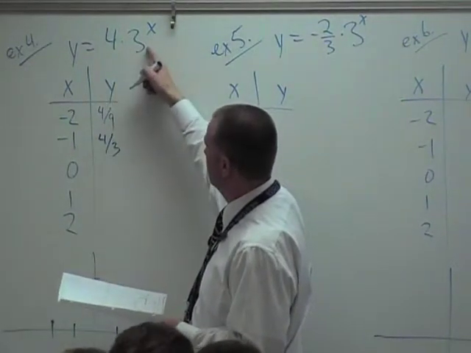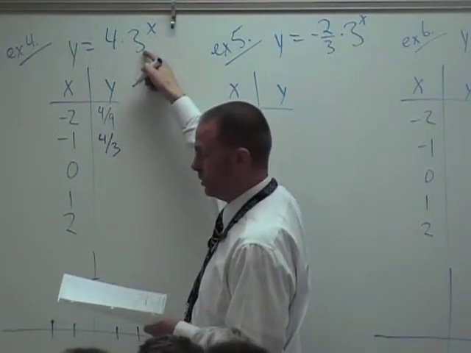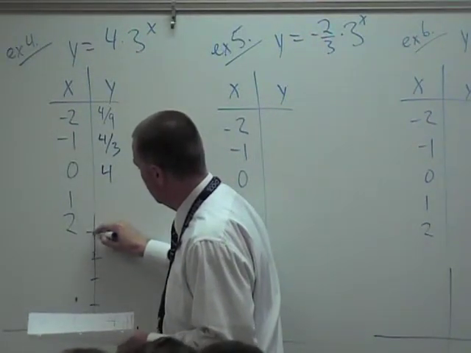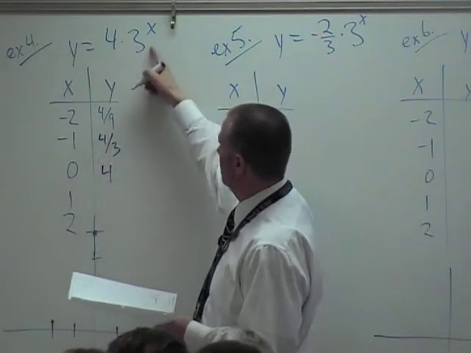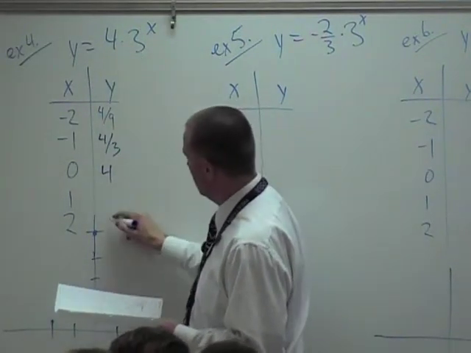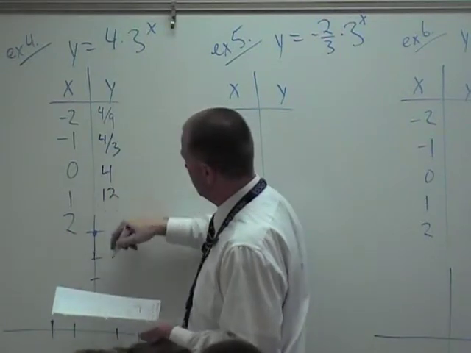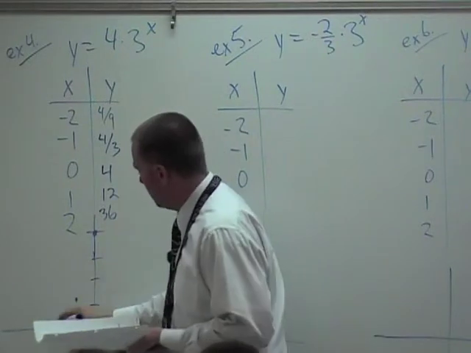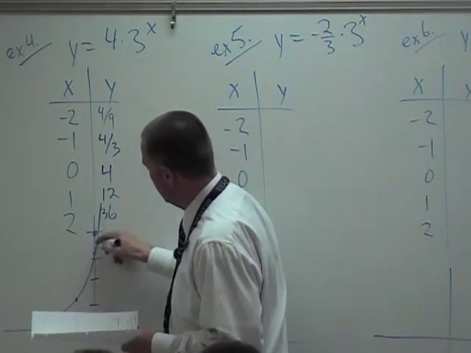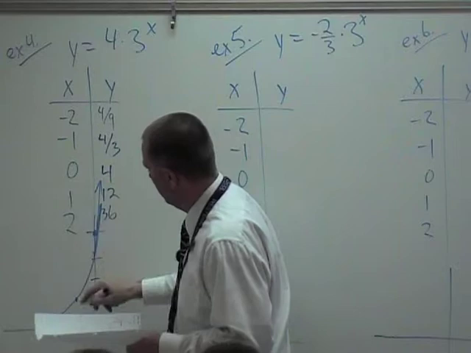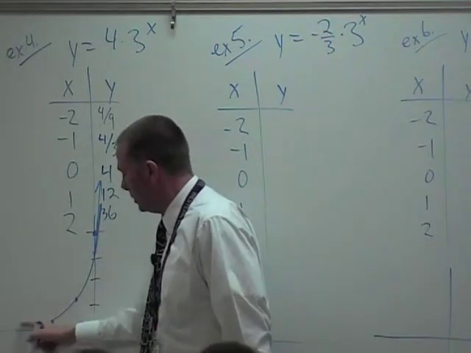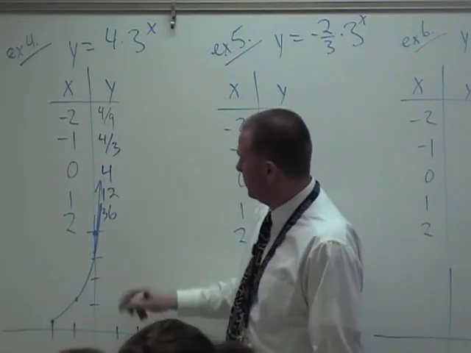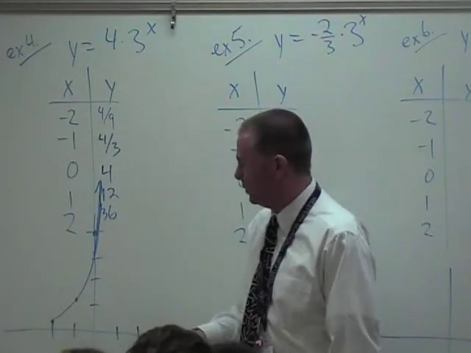X is 0. This goes to 1. 4 times 1 is 4. X is 1. Here's the first 12. Way up there. 2 squared is 9. 4 times 9 is 36. So what is happening right here? It just flips. I want to know what's going on over here. So this just increases rapidly once we hit positives.